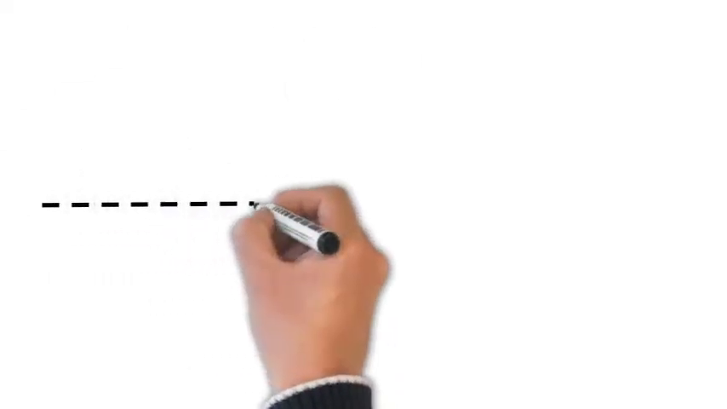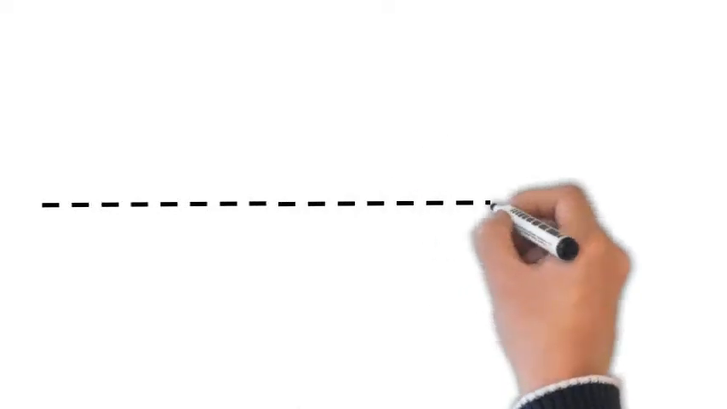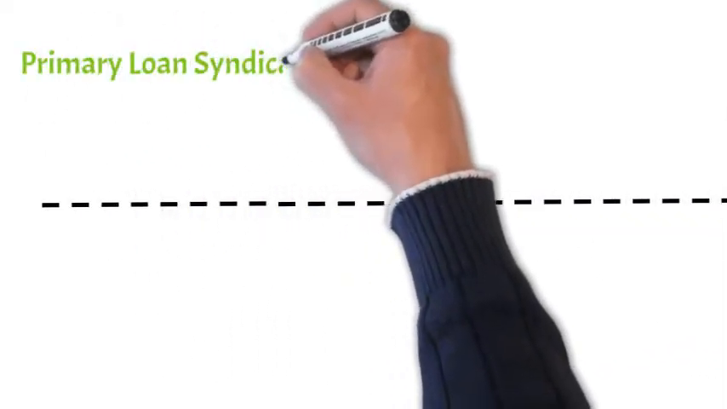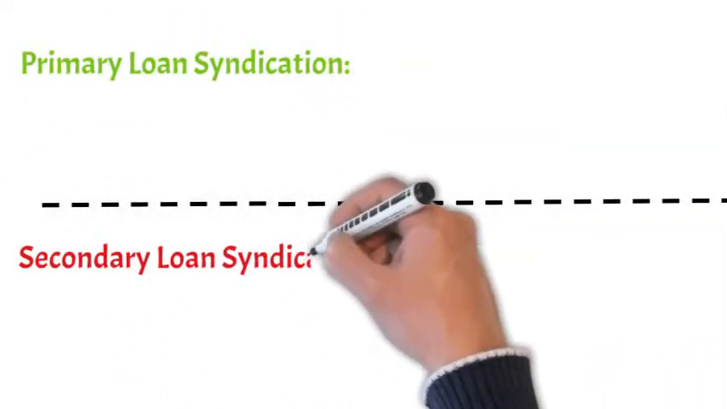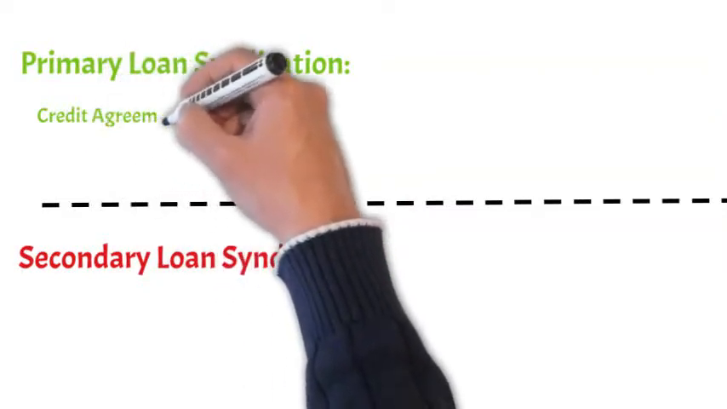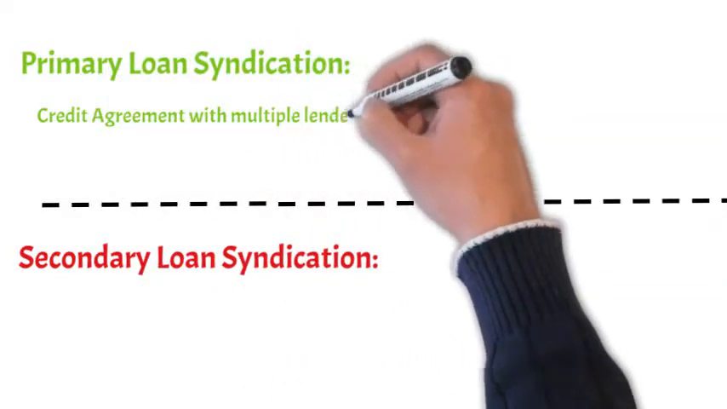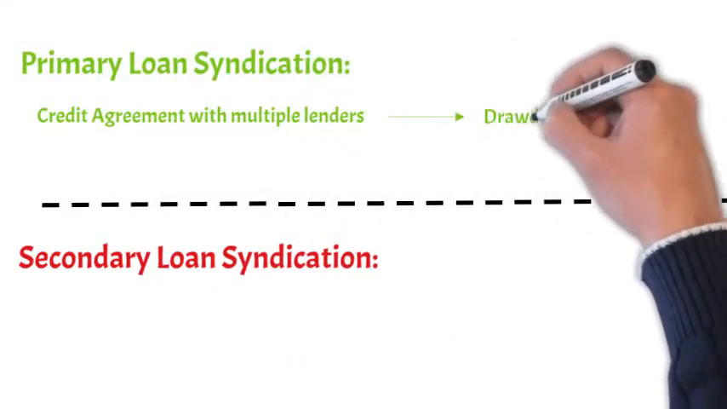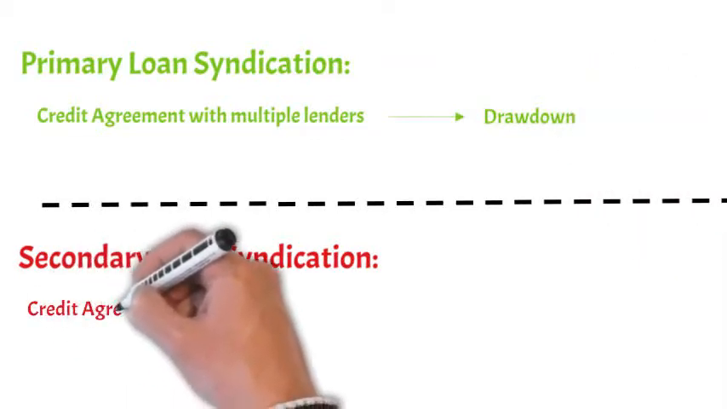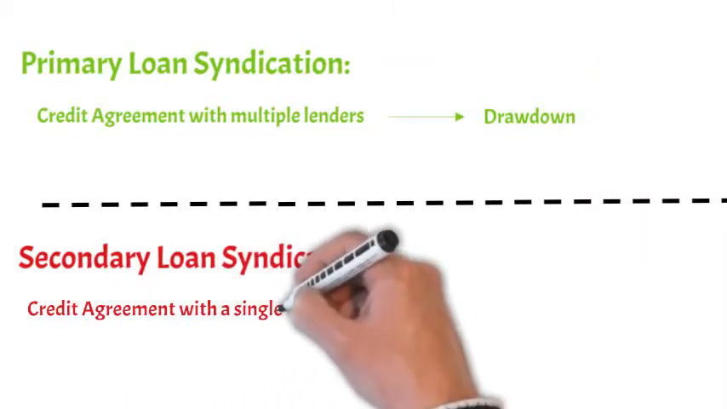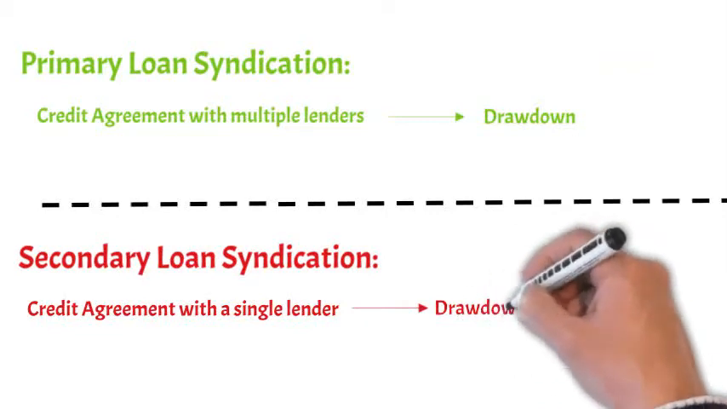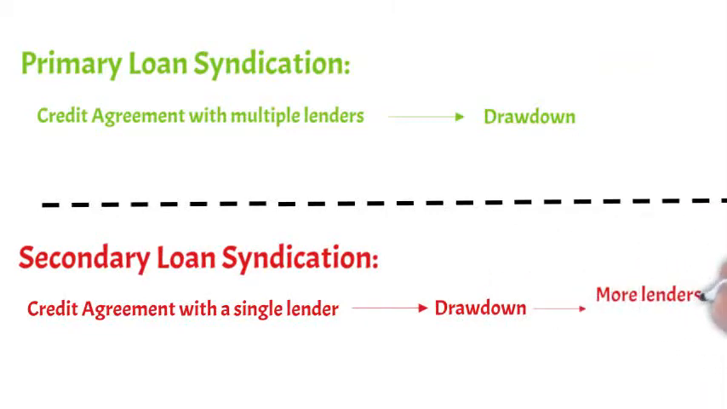So let's take a brief look at how secondary loan syndication differs from primary loan syndication. Unlike in the case of primary loan syndication, when the syndicate of lenders is constituted prior to drawdown, in the case of secondary loan syndication, the loan is only allocated among multiple lenders after the drawdown. So let's see how this is actually achieved.